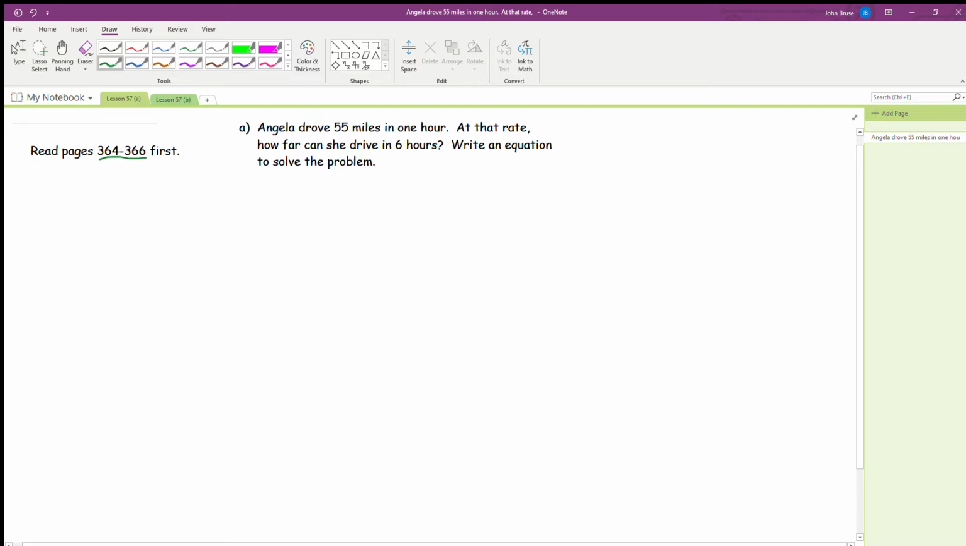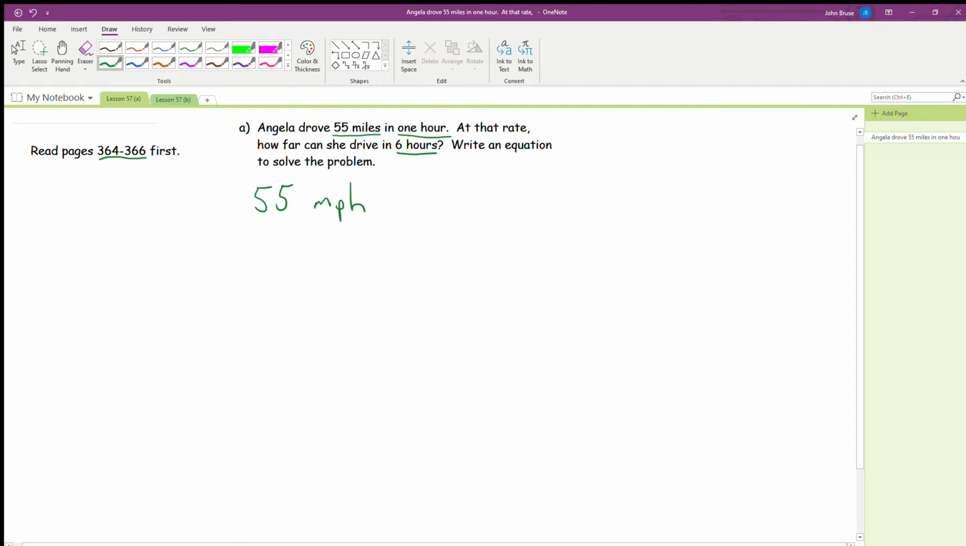All right, so our first problem today is problem A on page 366 in your math book. And we're going to work this out step by step. So it first says Angela drove 55 miles in 1 hour. So we are going 55 miles in 1 hour. So one way of saying that is 55 miles per hour. That's what she's doing right now. At that rate, how far can she drive in 6 hours? And it says write an equation to solve the problem.